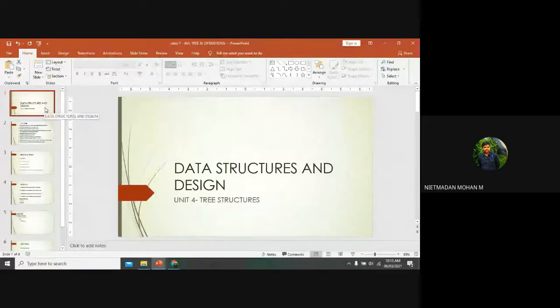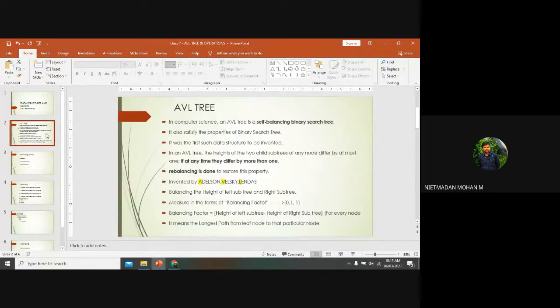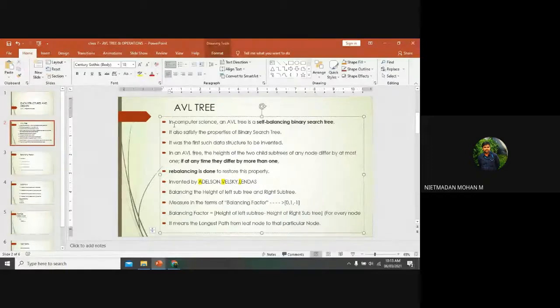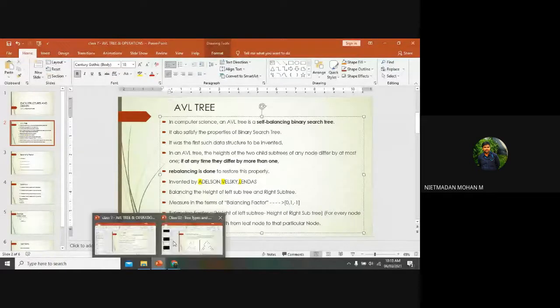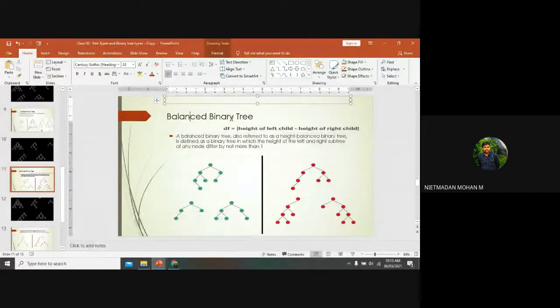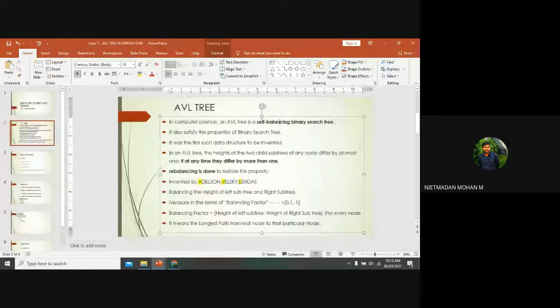Why are we going for the AVL tree when we have the binary search tree? Okay, I will tell you that. An AVL tree is a self-balancing binary tree. It is also known as self-balancing, that is, a balanced binary tree.